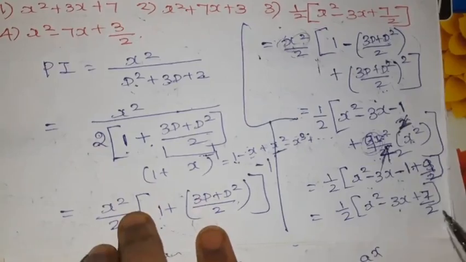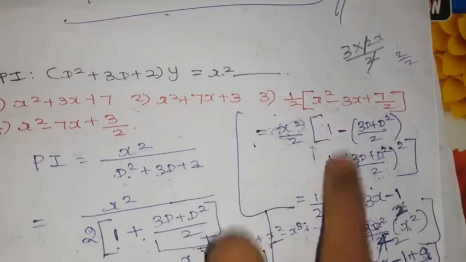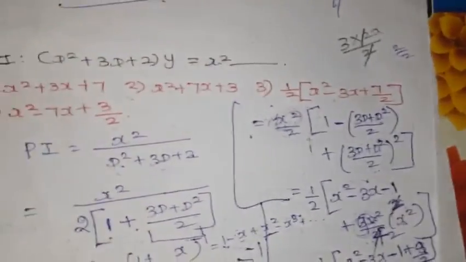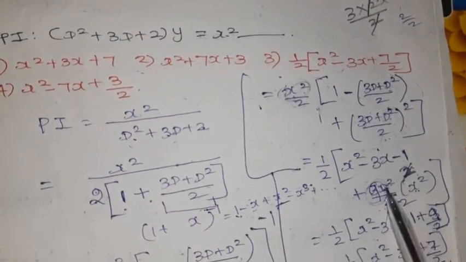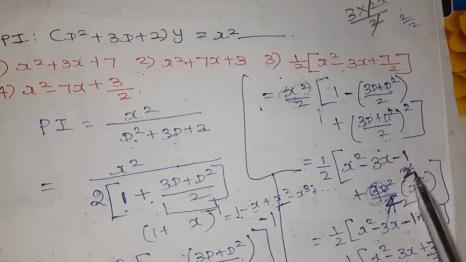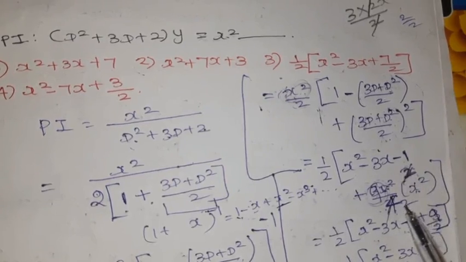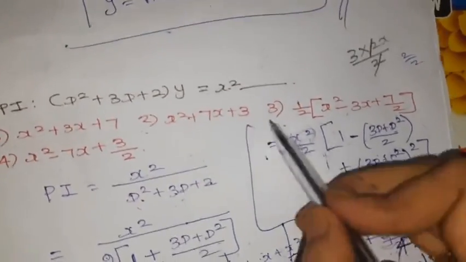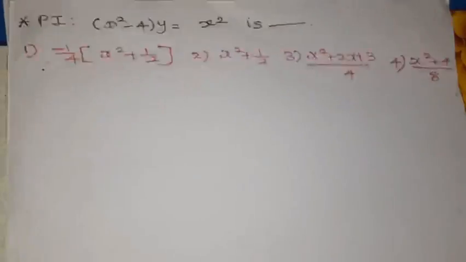So x squared minus 3x plus 7 by 2. So this is the answer, half into x squared minus 3x plus 7 by 2. Here I have made a mistake, not 3d squared by 4, this is 9d squared by 4. So differentiating two times we will get in the numerator 2. So here 2 and 4 get cancelled. So 2 alone, so 9 by 2 here. So the answer is half x squared minus 3x plus 7 by 2. 3 is the right option for this problem. We will move on to the next one.